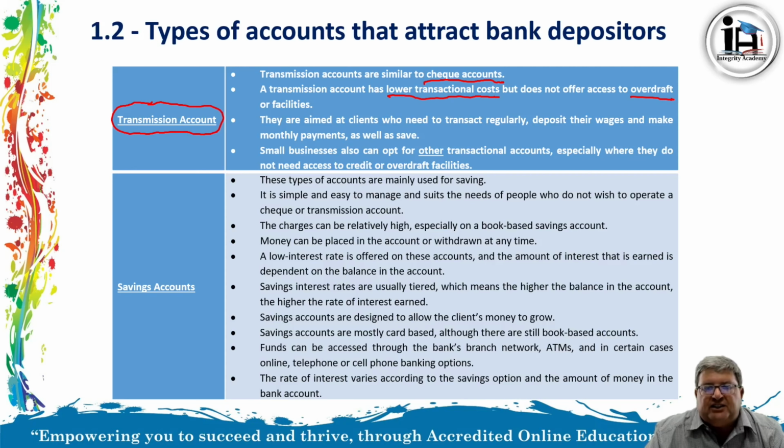They are aimed at clients who need to transact regularly, deposit their wages, and make monthly payments as well as to save. Small businesses also can opt for other transactional accounts, especially where they do not need to access credit or overdraft facilities. And then when you look at the savings account, this word savings says it all. It's an account where I want to save. So you see the first bullet? These types of accounts are mainly used for saving.